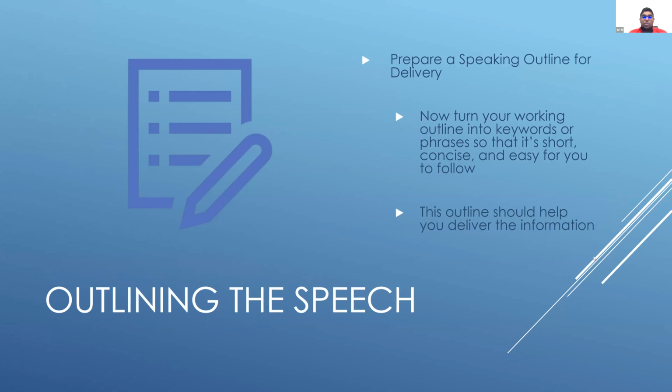So outlining your speech: prepare a speaking outline for delivery. Now turn your working outline into keywords or phrases so that it's short, concise, and easy for you to follow. This outline should help you deliver the information. So this is transitioning from your brainstorming session or your full outline into a speaking outline, which is essentially just keywords.